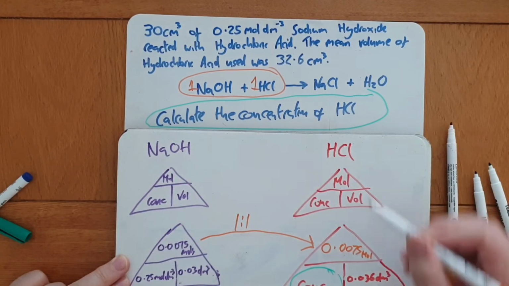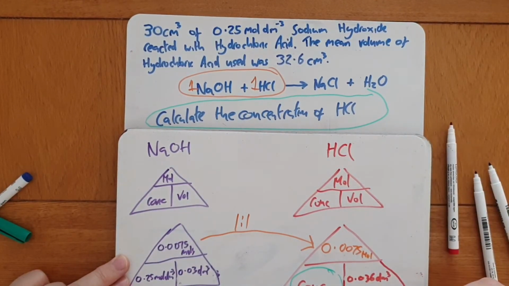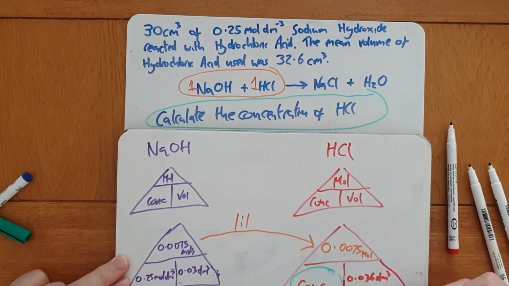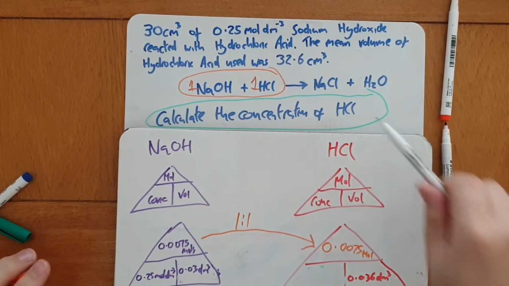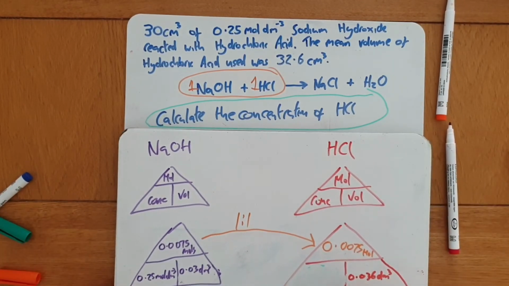0.0075 moles of HCl. Now we can work out the concentration. We know the moles, we know the volume, so we do moles divided by volume, so 0.0075 divided by 0.036, and that gives us our concentration, which was the answer to the question, and that equals 0.23 moles per decimeter cubed.